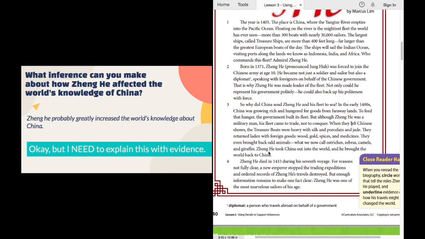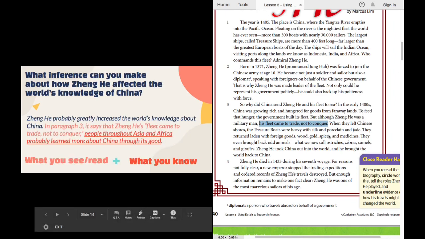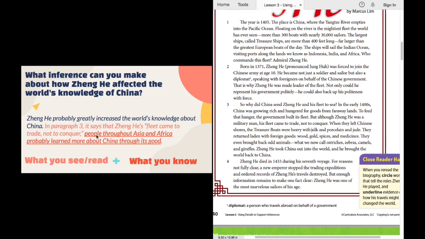So I'm not going to use this because although it supports it, it's not quite a fact, right? Here, his fleet came to trade, not to conquer. I think that's more going to support what I'm trying to say. So in paragraph 3, it says that Zheng He's fleet came to trade, not to conquer. That's what I read. People throughout Asia and Africa probably learned more about China through its goods. This supports what I said because I see that people in Asia and Africa learned about China through trading, and the trading is what it says in the text.